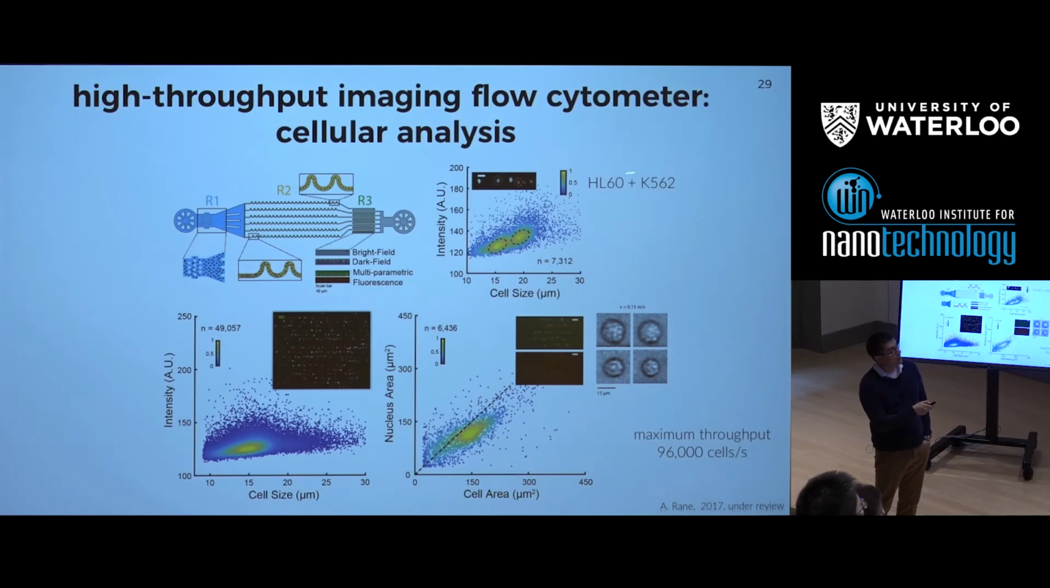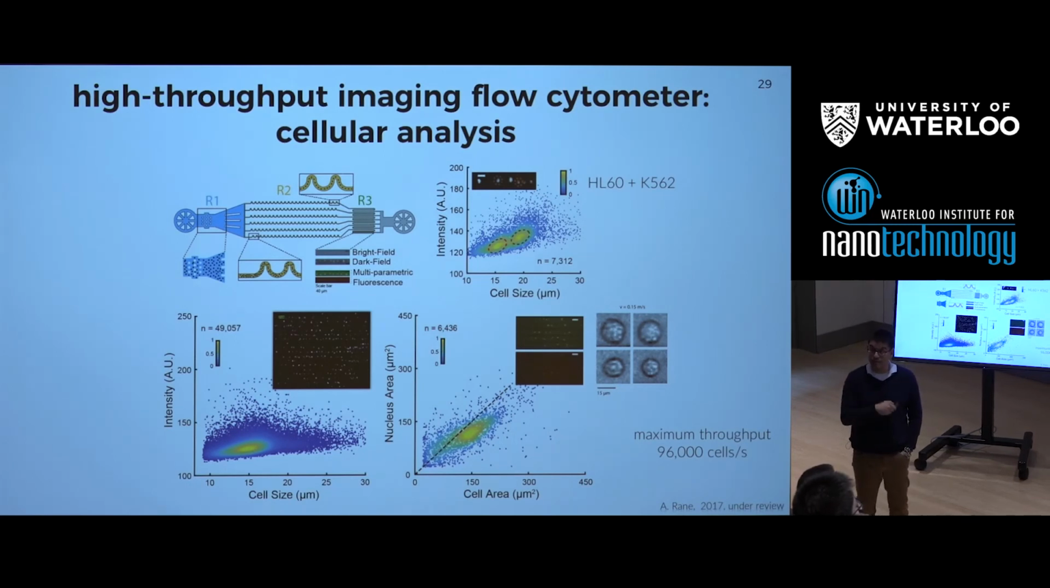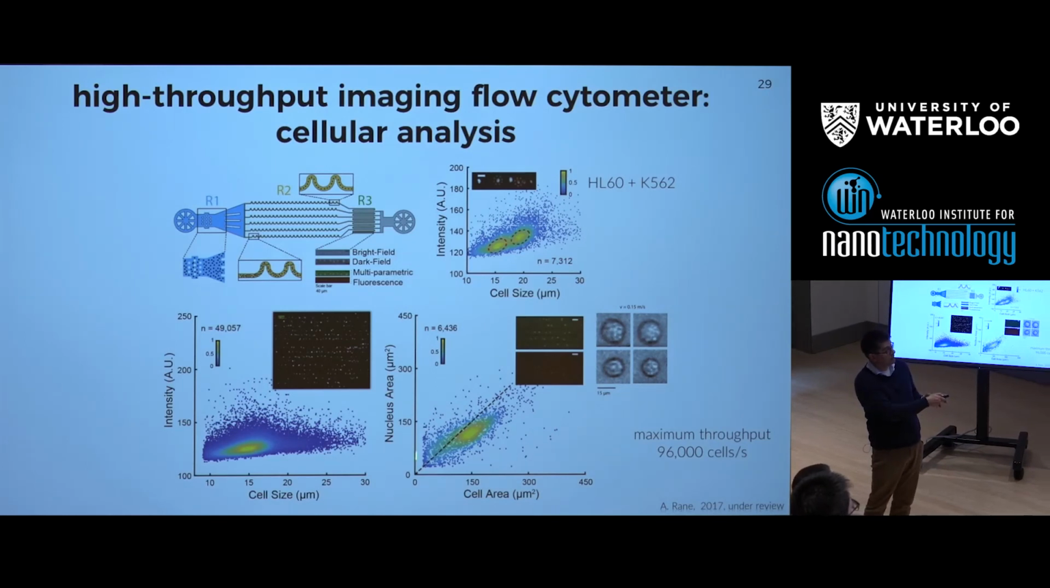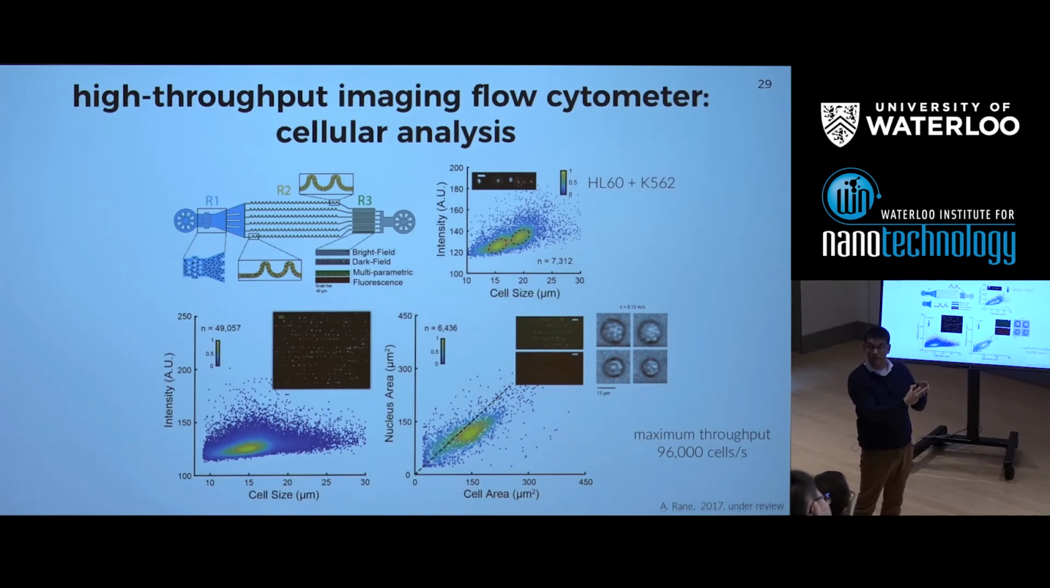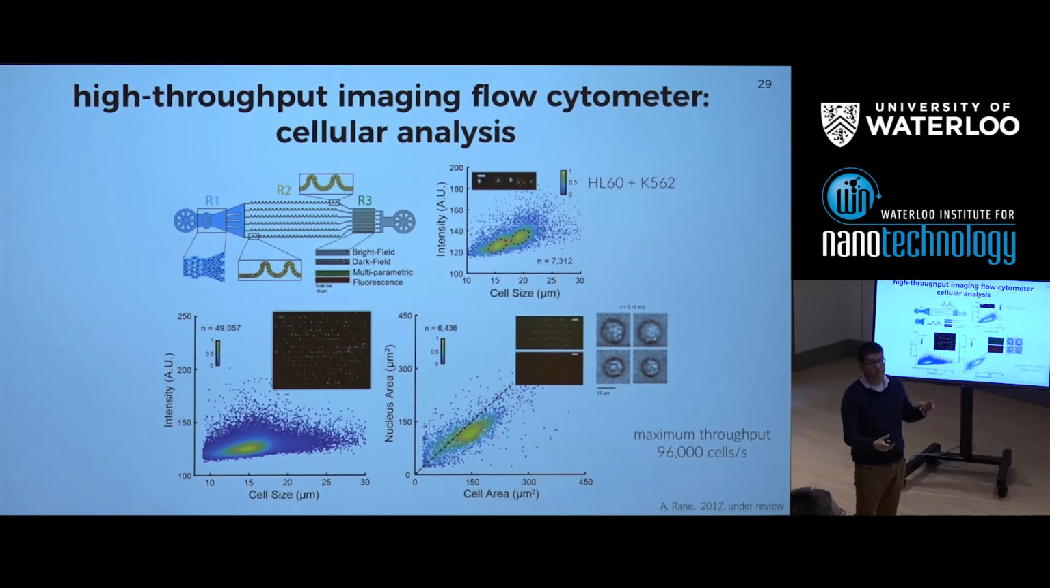So here we're looking at K562 and HL60 cells. The K562 is slightly larger here. We can extract the cell size from both bright field and fluorescence measurements. And here, by using our imaging data, we can do a 2-color experiment where we use a DRAQ5 stain to highlight the nucleus and a wheat germ agglutinin stain to highlight the cell. And we can extract this information very quickly.